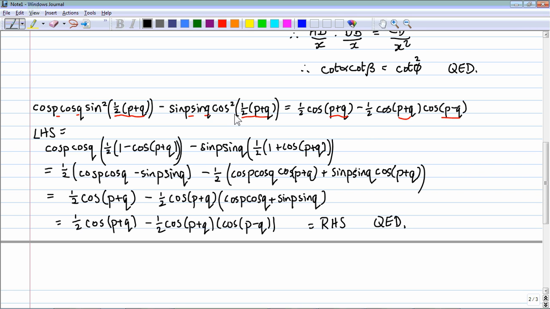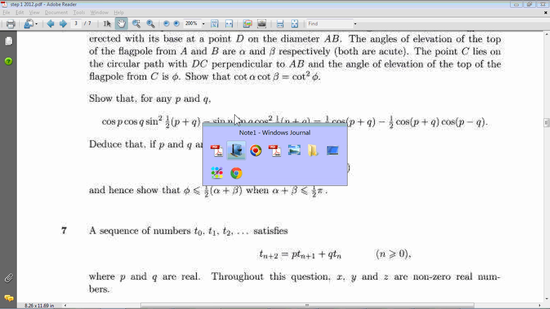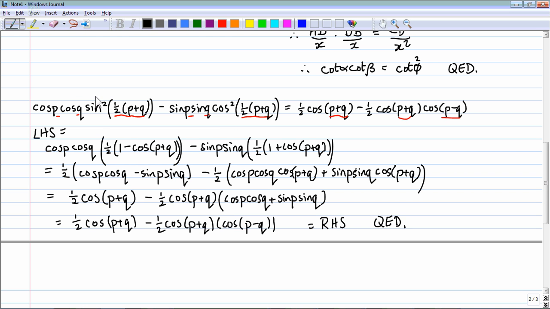That would give me, hold on, let me just look at the original thing again. Yeah, so we're definitely going to have to divide by sine squared half p plus q, as well as sine p sine q. Oh, I'm sorry, I totally forgot the point. Yeah, yeah. So now I remember.